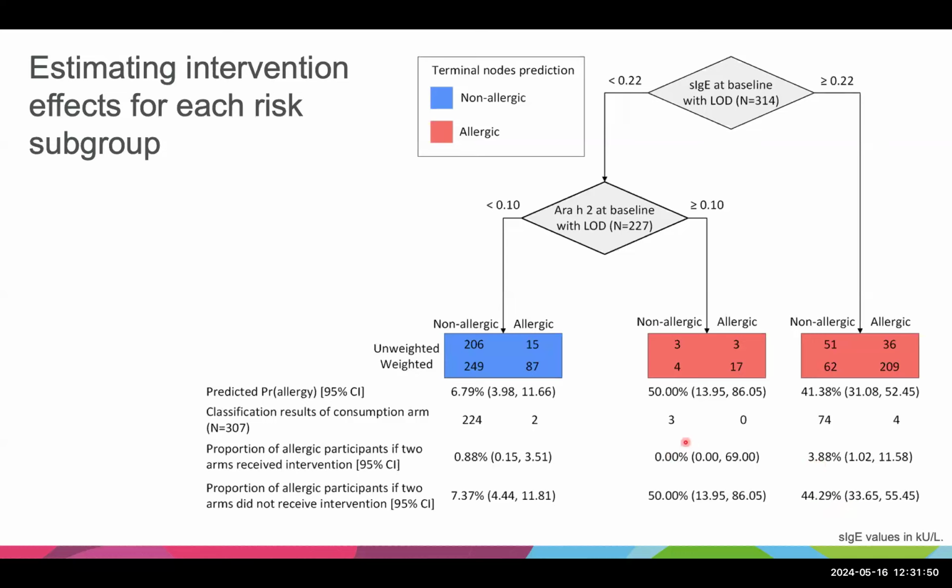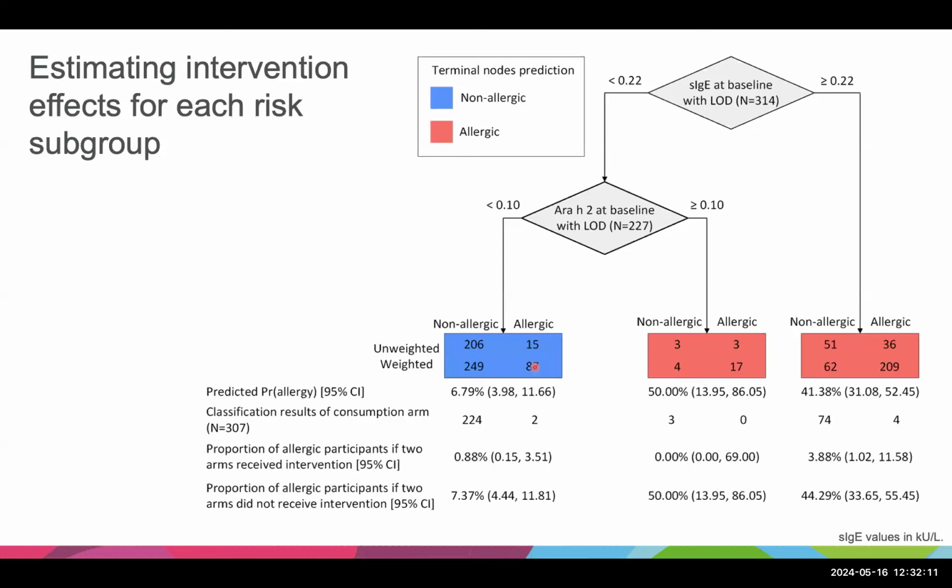The middle one is really small. It's 50% if they receive no intervention, 0% if they receive the intervention. But the confidence interval, just because of the small sample size, is between 0 and 69%. This is just given because of the small sample size. As I said before, we didn't interpret this node a lot.